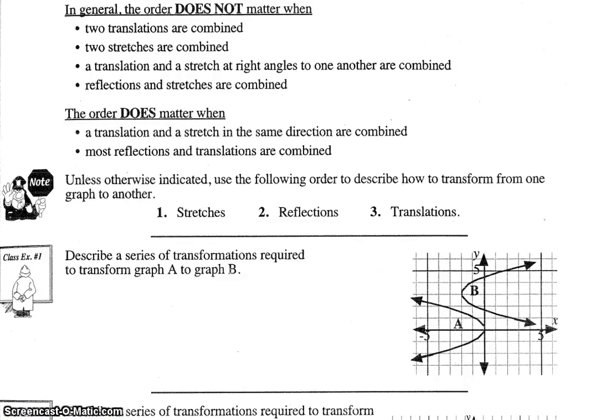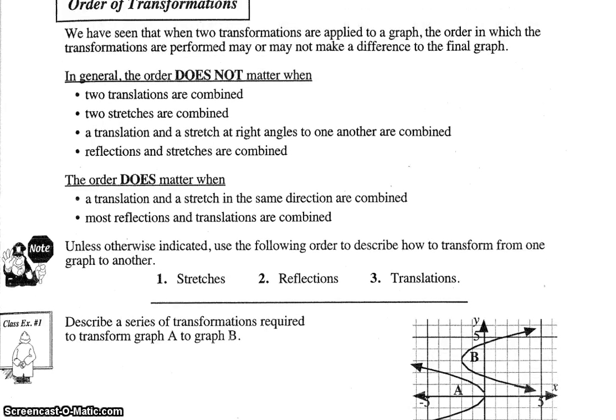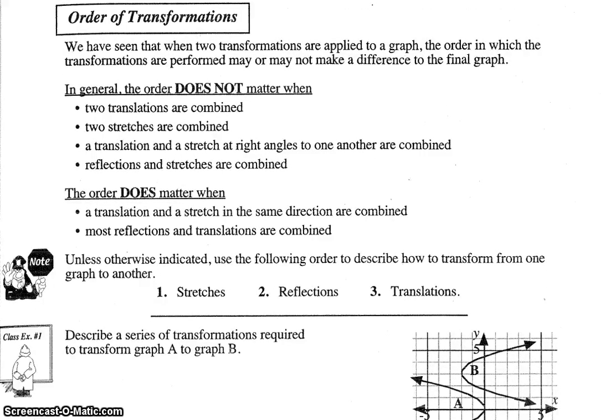Okay, so what they found out through those investigations was the following about the order of transformations. When does the order of transformations matter? It matters when a translation, moving left, right, up, down, and a stretch in the same direction are combined. So if you do move up and a vertical stretch, then the order matters. You'll get a different graph if you do it in a different order. The other one, most reflections and translations, when you combine those, also the order matters.